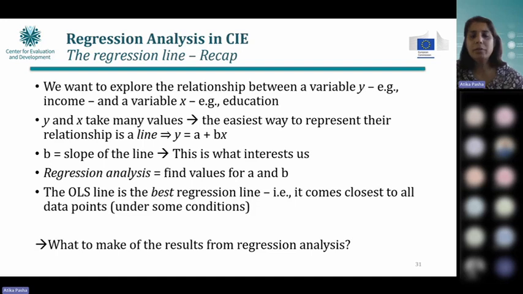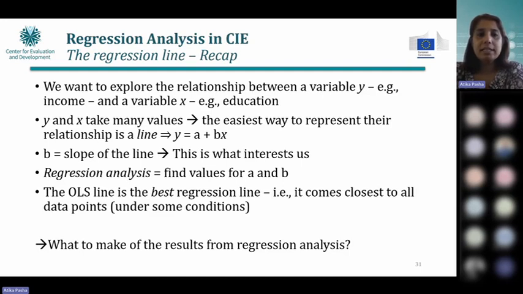Right. So first and foremost, we are interested in the relationship between Y, which is income, and how it's affected by education. In particular, we're interested in the year of education, so every single year of education. Since Y and X have many values, we try to represent them through a line, which is the simple formula of Y equals A plus BX, where X is your years of education and Y is your income. There is an intercept term, A, and a B, which is the slope of your line, and your intercept is where your line cuts the y-axis.